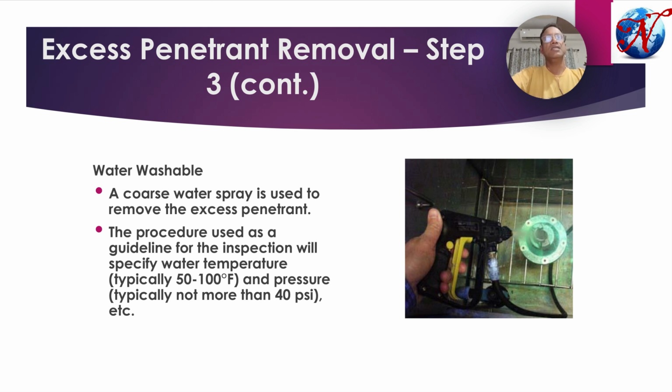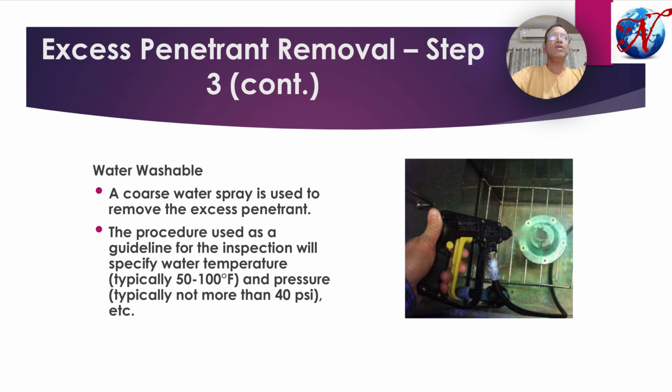Water washable penetrant is known as a self emulsifiable penetrant. The emulsification process uses a special kind of chemical which reacts with the penetrant, which is generally oil based. When it chemically reacts with the penetrant, it dissolves the oil into a water soluble product, and if we apply water spray to the inspection part, the excess penetrant will be removed.